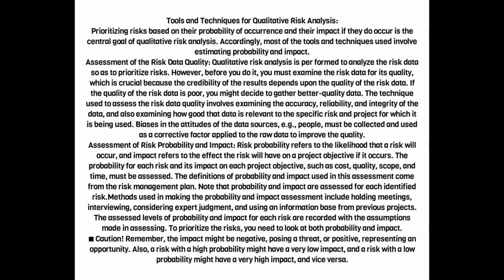Methods used in making the probability and impact assessment include holding meetings, interviewing, considering expert judgment, and using an information base from previous projects. The assessed levels of probability and impact for each risk are recorded with the assumptions made in assessing. To prioritize the risks, you need to look at both probability and impact. Caution! Remember, the impact might be negative, posing a threat, or positive, representing an opportunity. Also, a risk with a high probability might have a very low impact, and a risk with a low probability might have a very high impact, and vice versa.